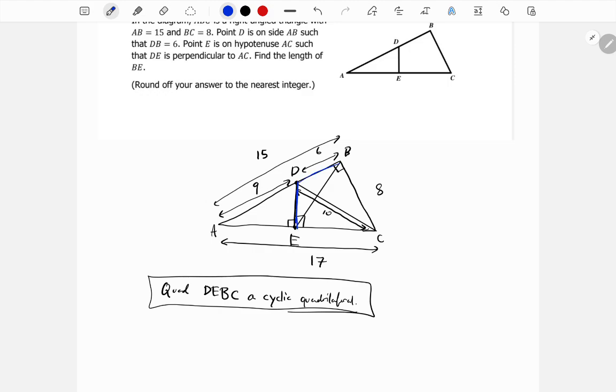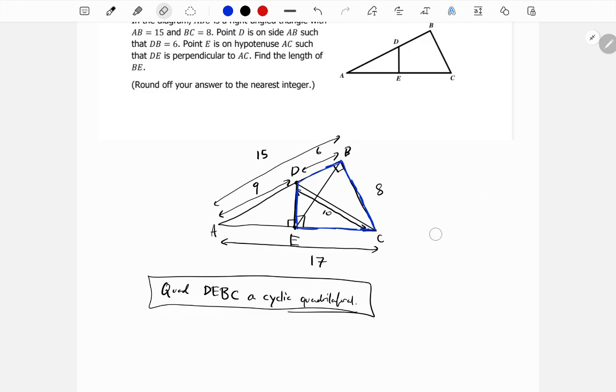So what does it mean when a quadrilateral is cyclic? And for those that are wondering, this is the quadrilateral I'm talking about. A quadrilateral that is cyclic just means that it is a quadrilateral that is inscribed inside a circle. It can be inscribed in such a way that the vertices of the quadrilateral all lie on the circumference of the circle.